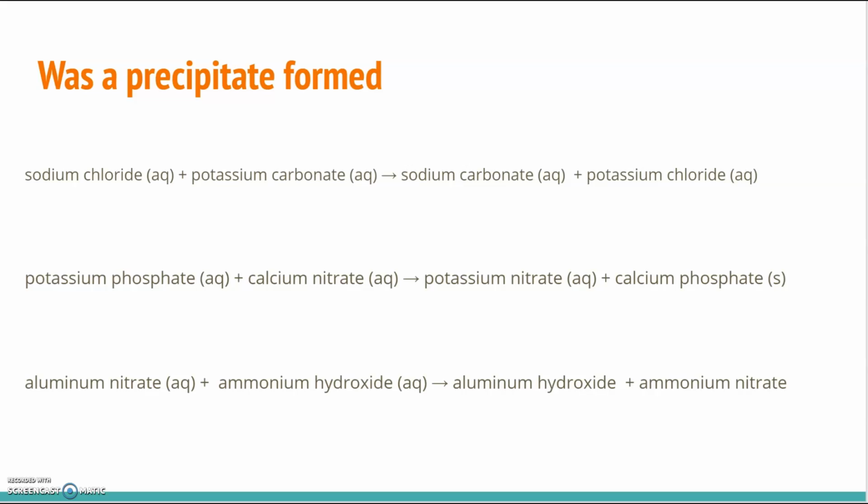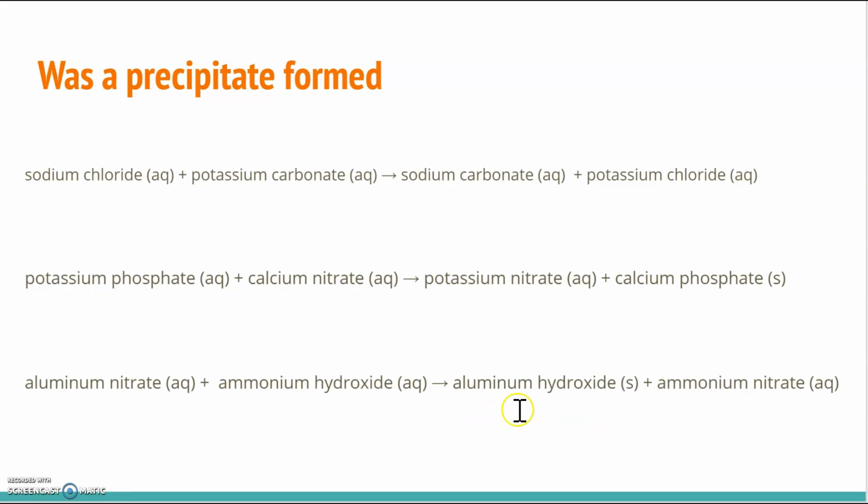So what about the last one? So pause the video and look at the ion chart. It's on your blackboard, and see if aluminum hydroxide and ammonium nitrate are soluble or aqueous. Soluble, which means aqueous, or if either of these are a solid. So we'll take a break and come back.